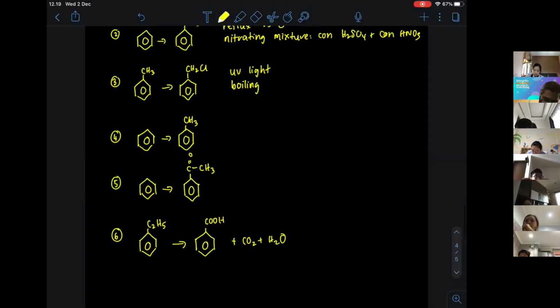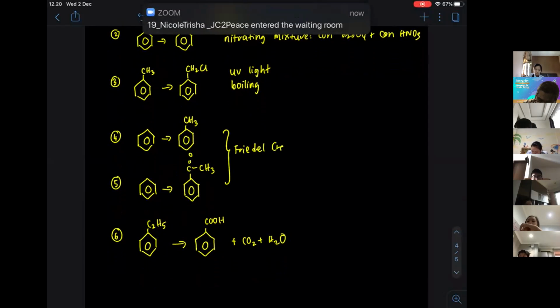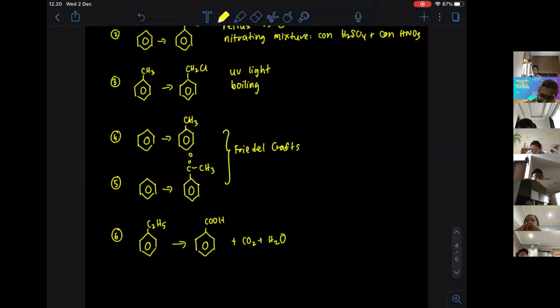So these two are called Friedel-Crafts reactions. One of them is called Friedel-Crafts alkylation, and this one is going to be acylation. So in order to do this, do remember Friedel-Crafts, you use the catalyst, which is going to be AlCl3. That is going to be the requirement. You need to have AlCl3 for this reaction to happen.